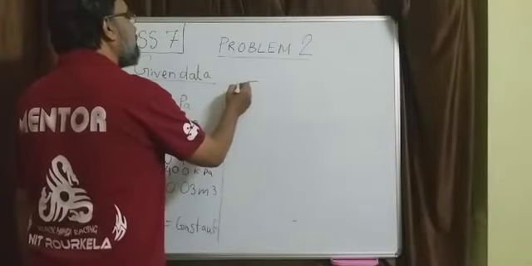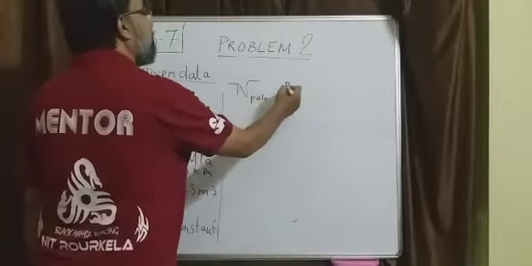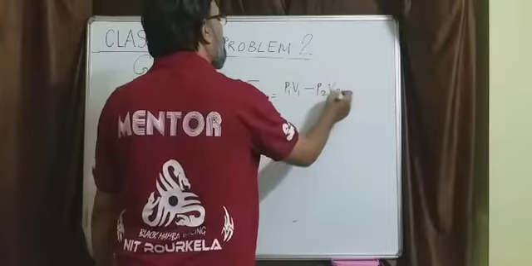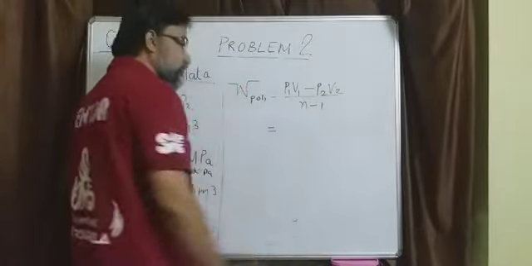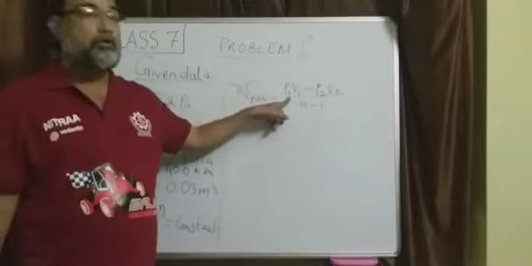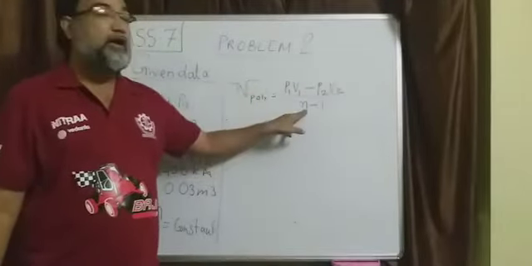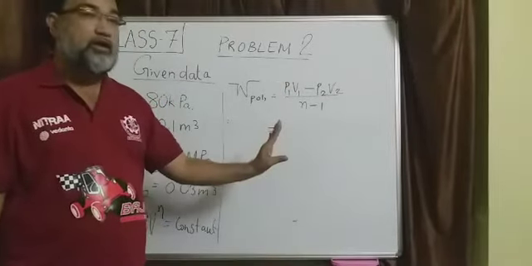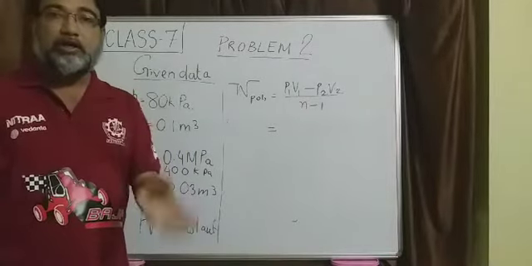Work done in this polytropic process is (P1 V1 minus P2 V2) by (n minus 1). So find out this. P1 you already know, V1 is also known to you, P2 and V2 are also known to you, and by now you have found out the value of n. So if you put them in, then you will get a value for the work associated with this process.